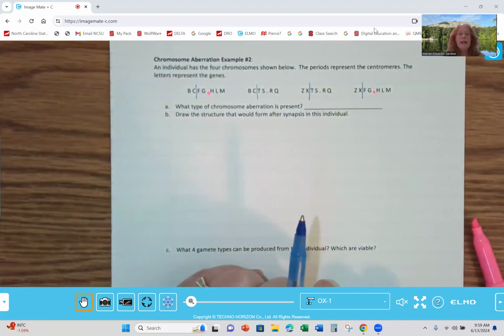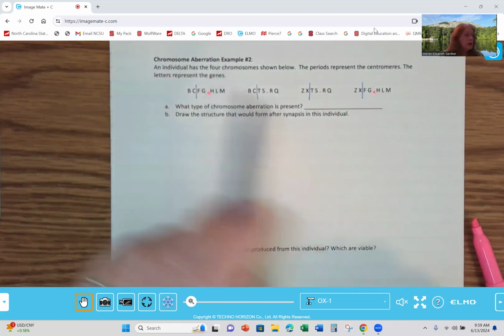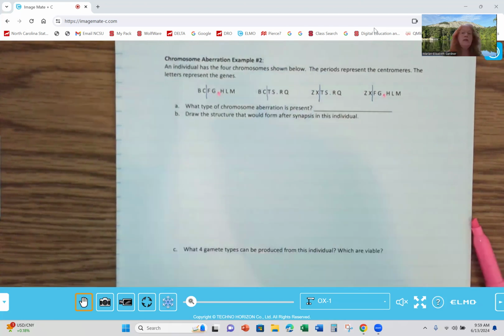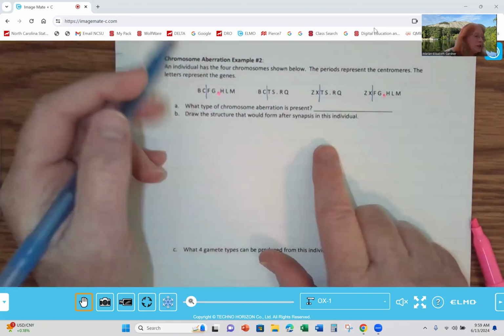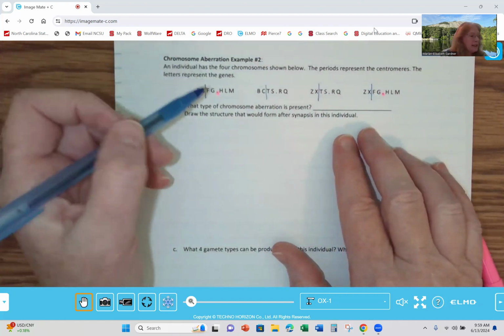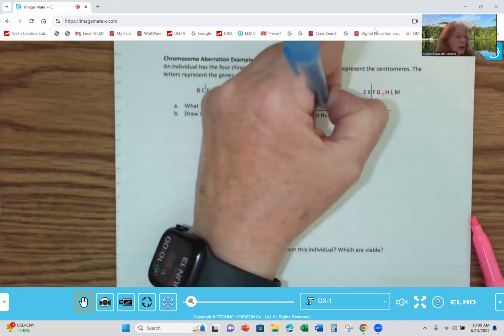So what happened here is that both of these chromosomes, these are non-homologous chromosomes, these two are homologs, those two are homologs. Each of them broke a little piece off and then the pieces switched. And it doesn't matter which was normal and which was defective to start with. This would be called a reciprocal translocation.